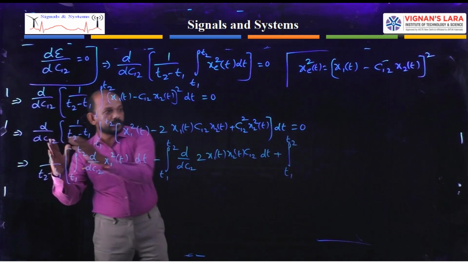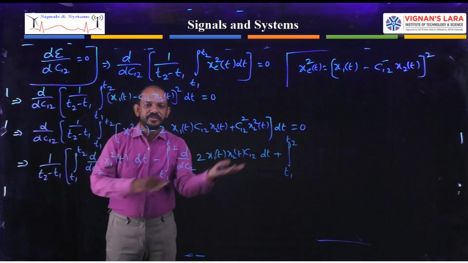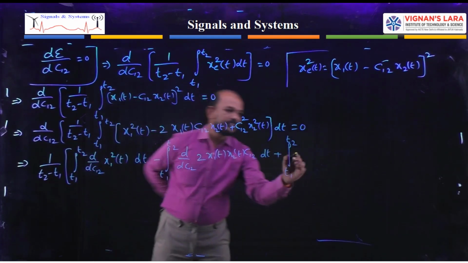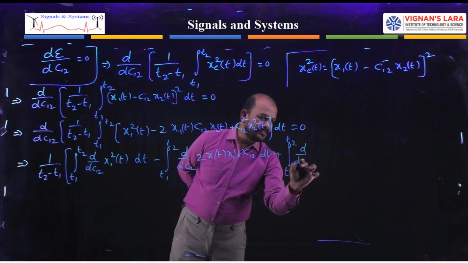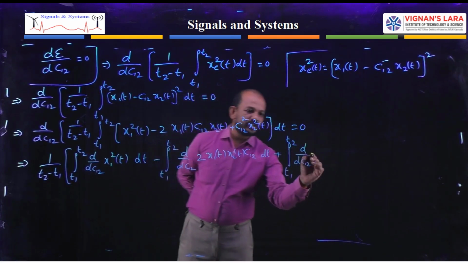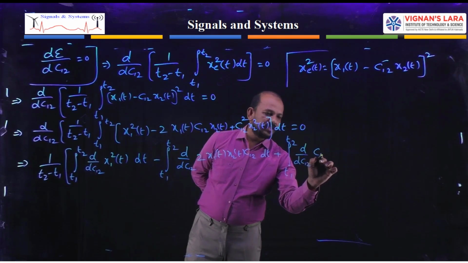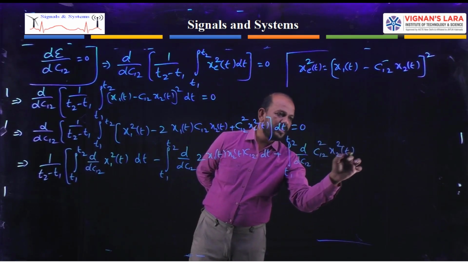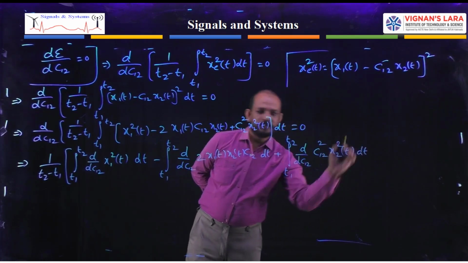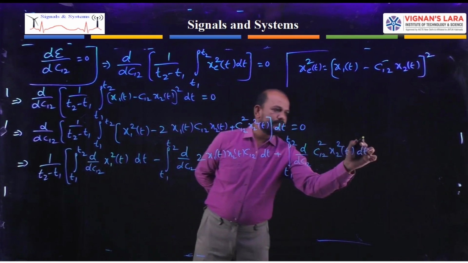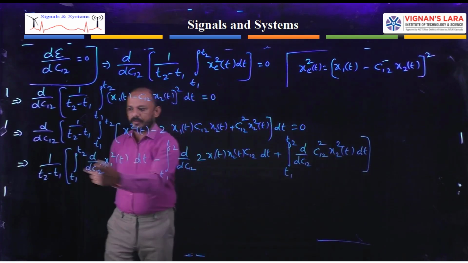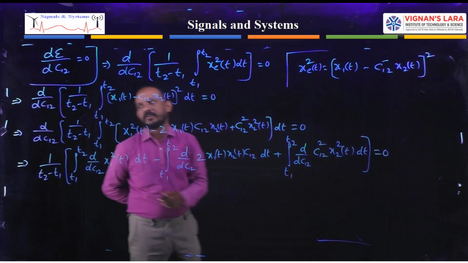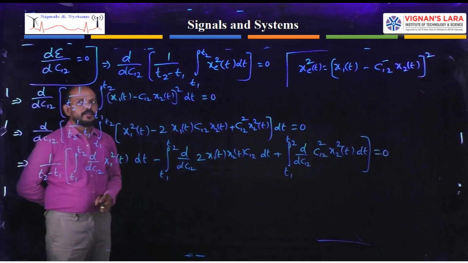So differentiation also for three terms, so we have to exchange. First I am writing integration and then writing differentiation. D by dc12, and the last term is c12 square x2 square of t dt. So this whole term is multiplied by 1 by t2 minus t1, and which will be equal to 0. So this is the one.